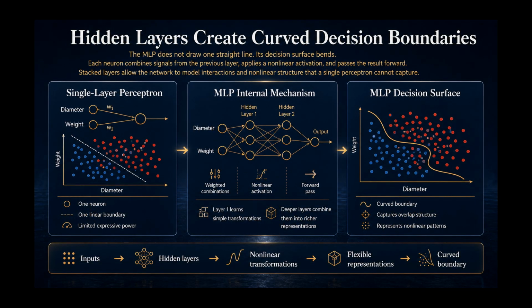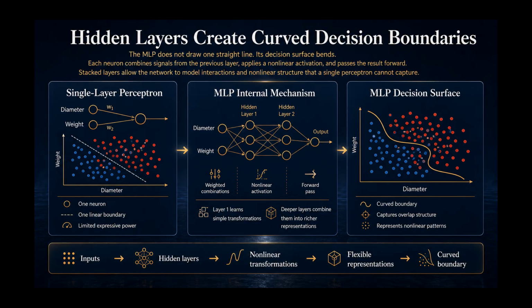The MLP does not draw one straight line. Its decision surface bends. In the plot, the boundary forms a wedge around the region where the fruit classes overlap. That curvature captures structure the perceptron cannot express. This is what hidden layers do. Each neuron takes weighted combinations from the previous layer, applies a nonlinear activation function, and passes the result forward. One layer learns simple transformations. Additional layers combine those transformations into more flexible representations.